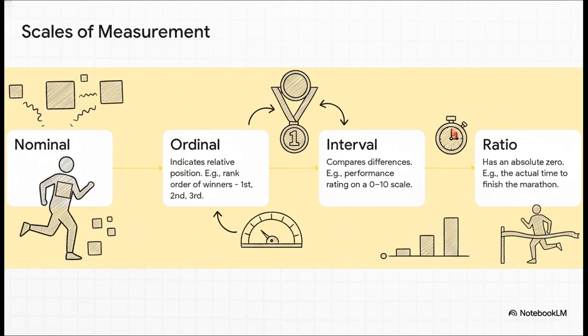Next is ordinal, which is their rank: first place, second place, third place. Then you have interval, which measures the difference between things, like a performance rating out of 10. And finally, you have ratio, which has a true 0, like the actual time it took each runner to finish the race. Each level up gives us more powerful and detailed information.